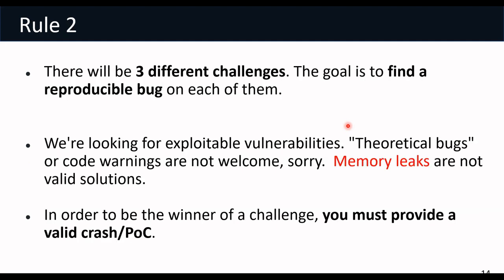Rule number 2, there will be 3 different challenges, and the goal in each challenge is to find a reproducible bug. So we are looking for exploitable vulnerabilities. In this case, theoretical bugs, code warnings, or memory leaks are not welcome. You need to understand that we are looking only for real vulnerabilities. And of course, in order to be the winner of a challenge, you must provide a valid crash or proof of concept. You don't need to send a functional exploit, you only need to send a valid crash.